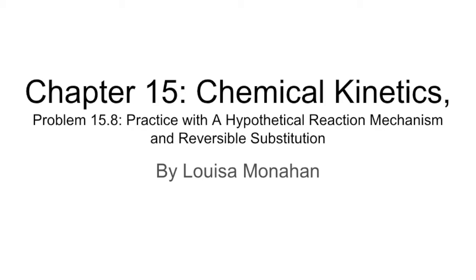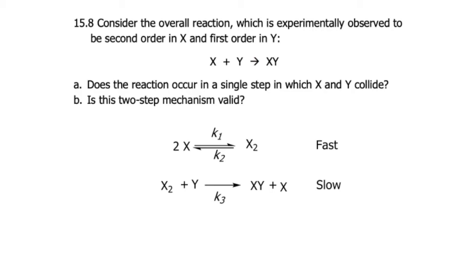Substitution. The problem reads, consider the overall reaction which is experimentally observed to be second order in X and first order in Y. X plus Y goes to XY. A, does the reaction occur in a single step in which X and Y collide? And B, is this two-step mechanism valid?